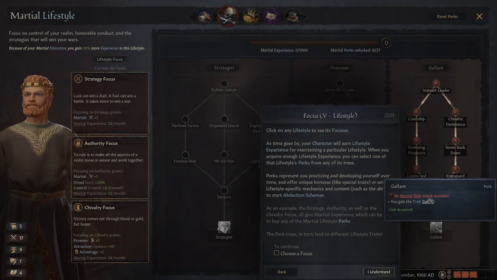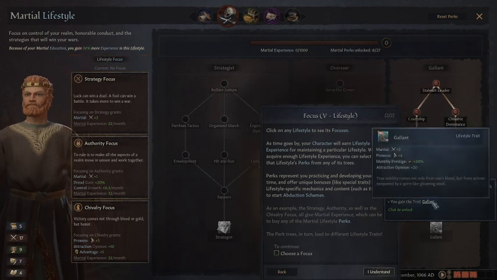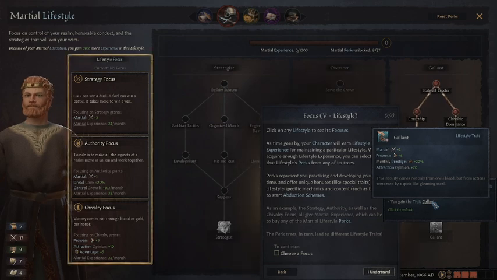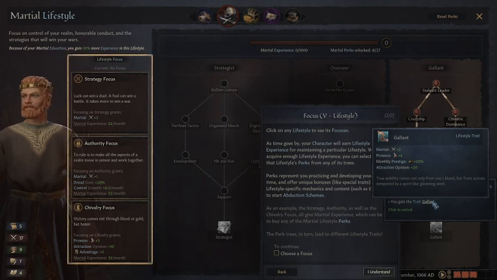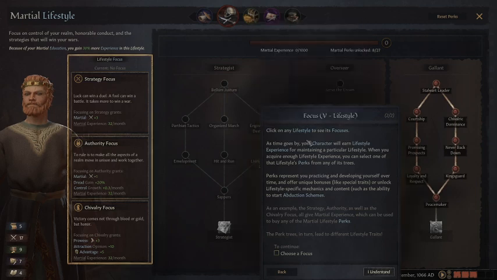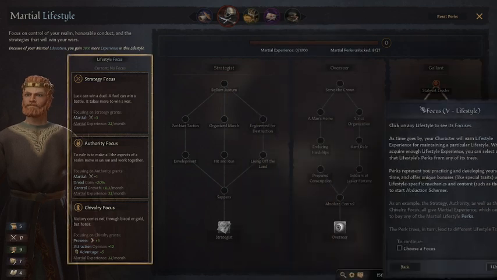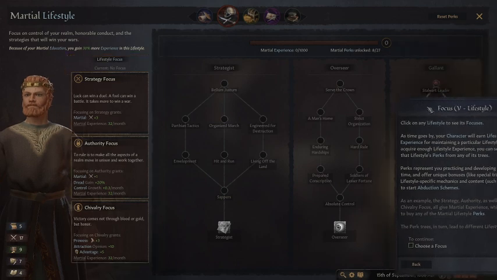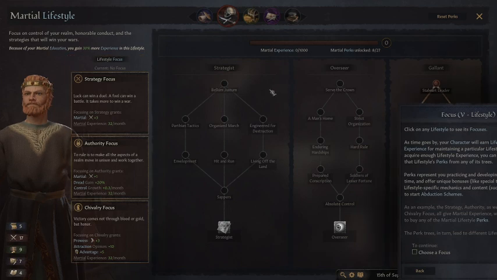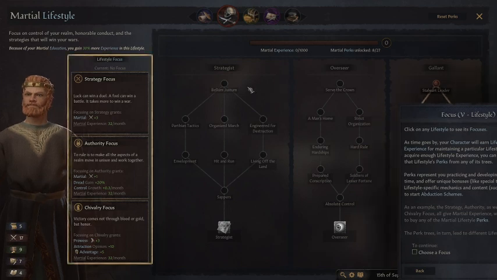I'm also close to getting gallant, like the very first marshal perk I pick up could be gallant, which grants marshal plus 2, prowess plus 4, monthly prestige plus 20%, traction opinion plus 20. So it looks like they're designed to pair with the trees, though they don't seem to require you to be in that particular tree.